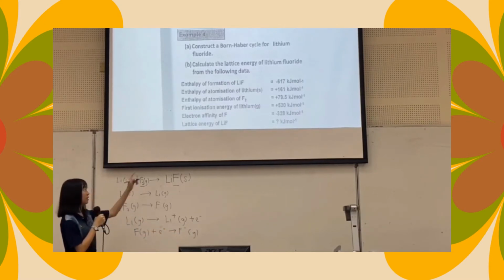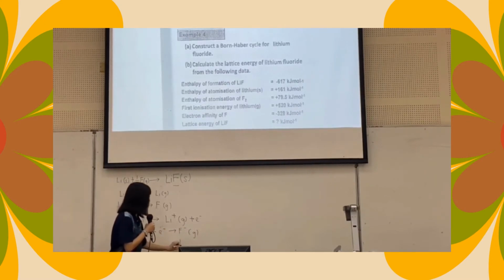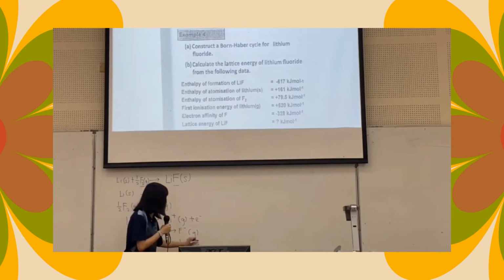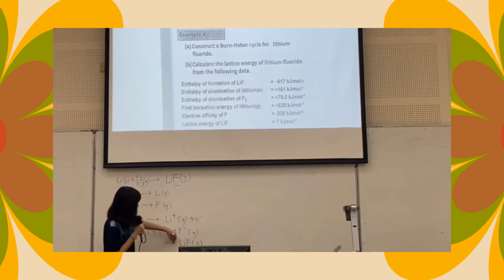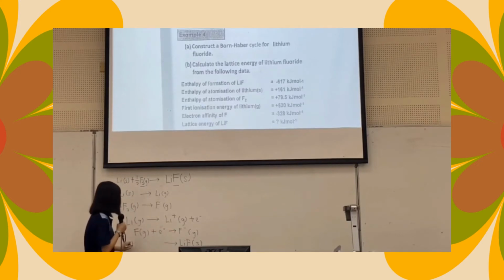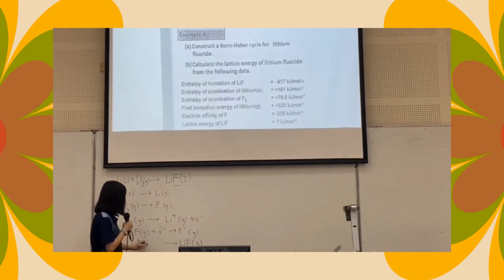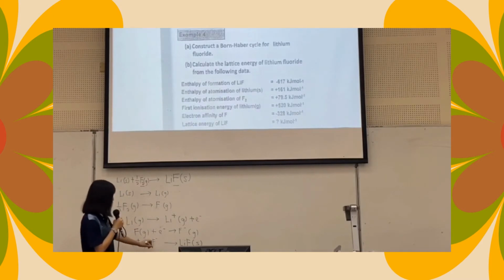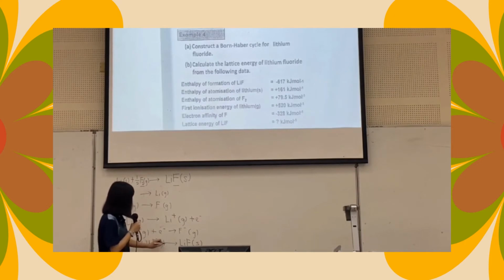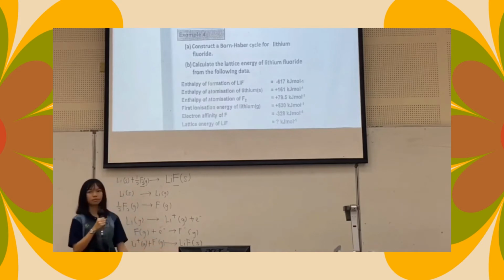And the last one will be lattice energy of lithium fluoride. Lattice energy means the formation of a solid ionic compound, so it is in solid state. And it will be formed from lithium plus, which means lithium cation in gaseous state, and also fluorine, which is fluorine anion in the gaseous state. So we will get our final product, lithium fluoride.